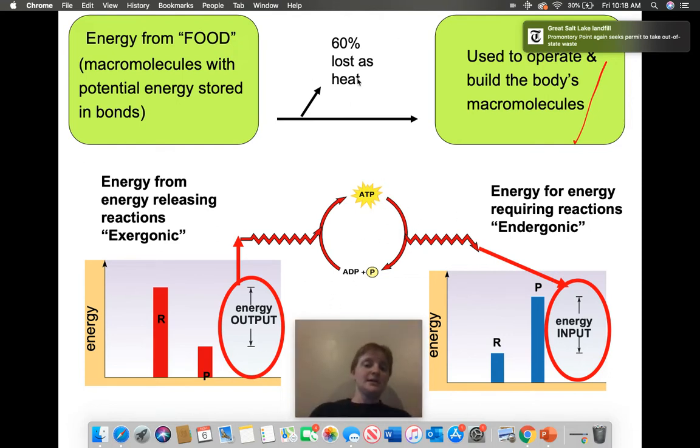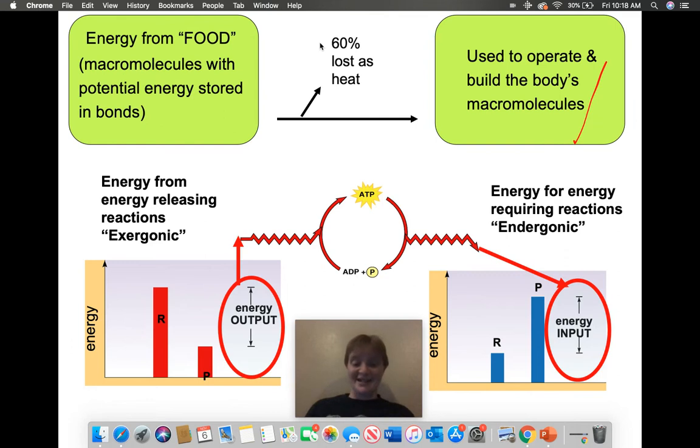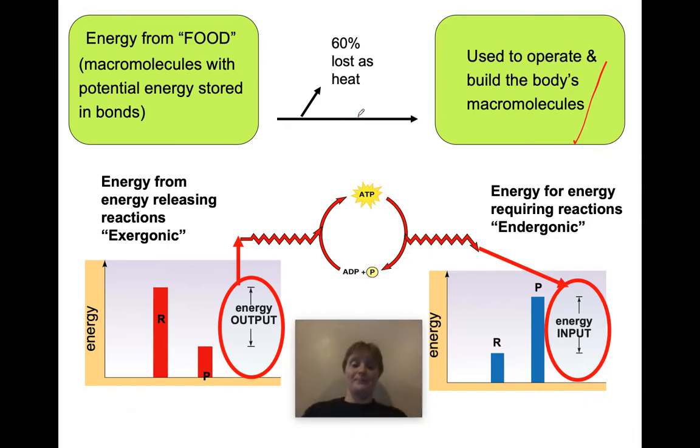And notice how it's really inefficient. We're really bad at getting energy from our food. We lose 60% of our energy as heat when we break down our food. We are so bad at it. We just eat so much that we're fine. And so this, remember, is lost as heat. Our reactions are not efficient at all.